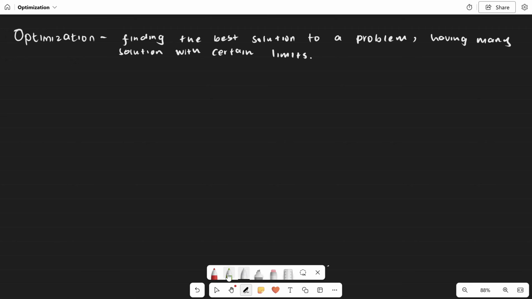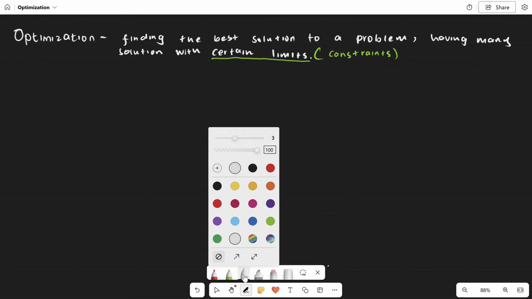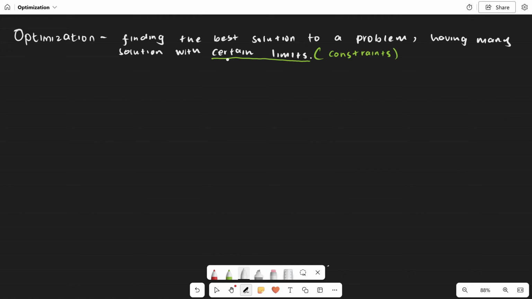So this is something that we also call constraints, right? These limits are also called constraints. So what happens during optimization is that we are trying to find the best. So the best, that is important, best solution. So what is the best solution? It depends on what you are dealing with, right? In terms of a problem.